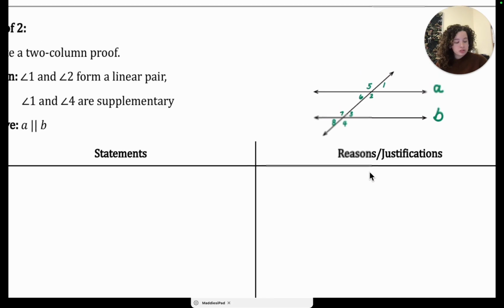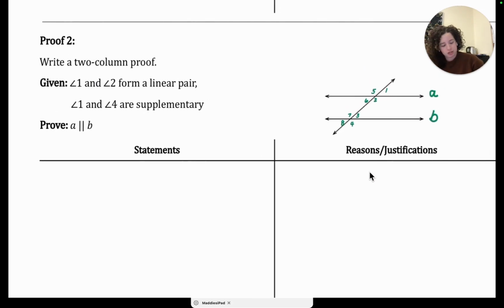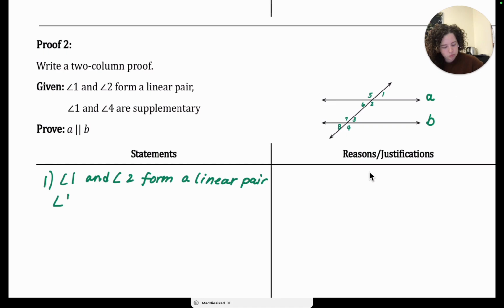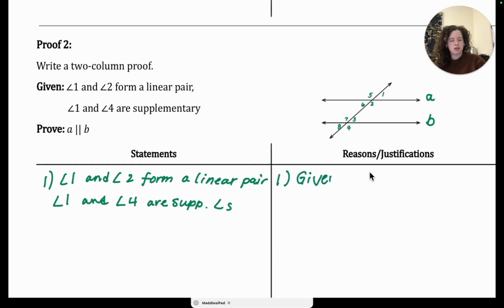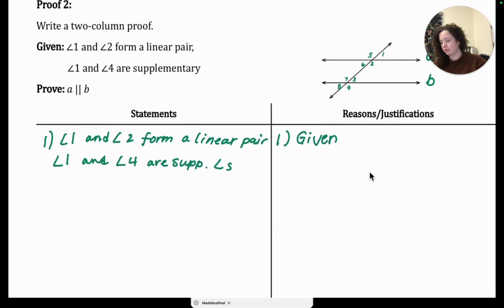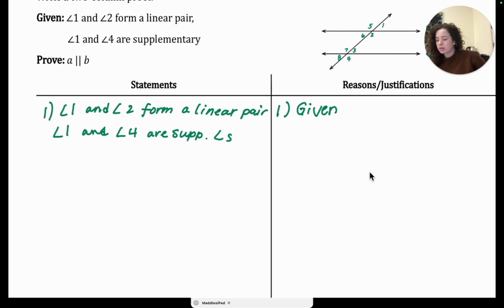So our first line should just be our given information, what we're given at the top. So we have to say that angle 1 and angle 2 form a linear pair. And then we also have to say that angle 1 and angle 4 are supplementary, right? And again, we can abbreviate as we need to, but this information comes to us because it was given to us by the proof, right? Whoever wrote this proof gave us this information.